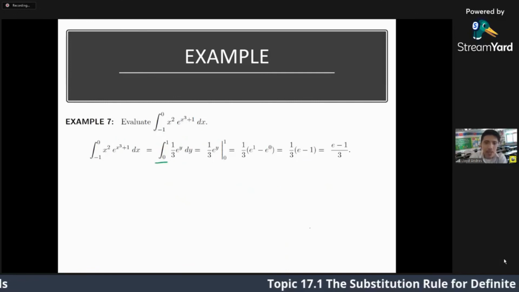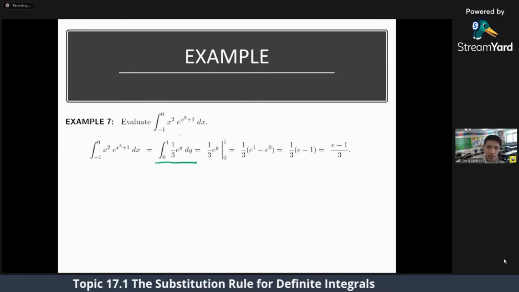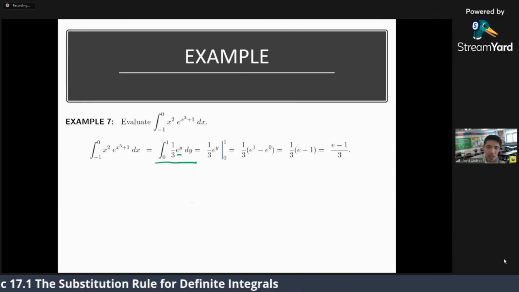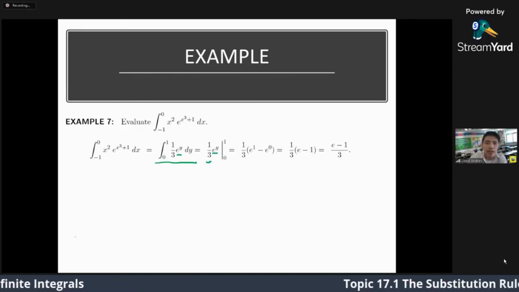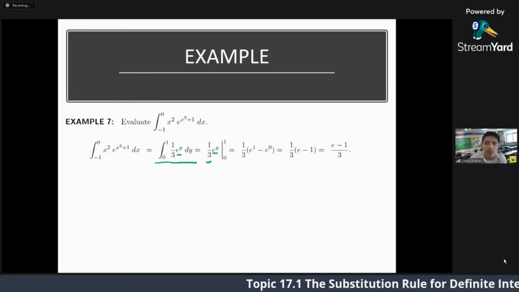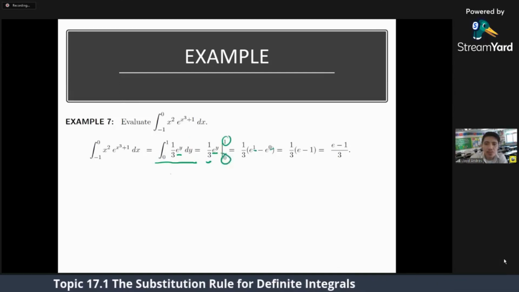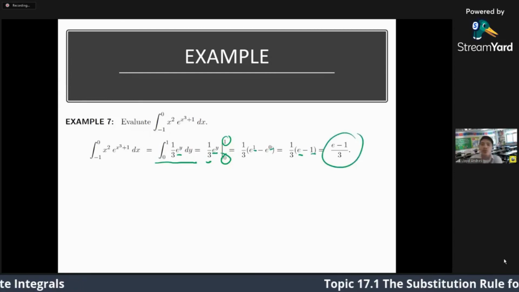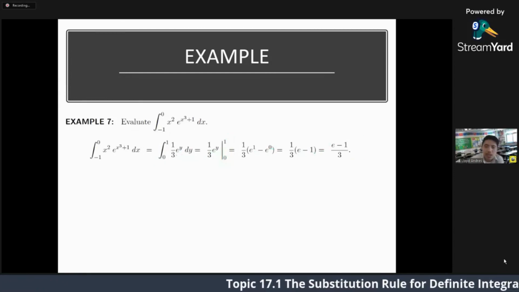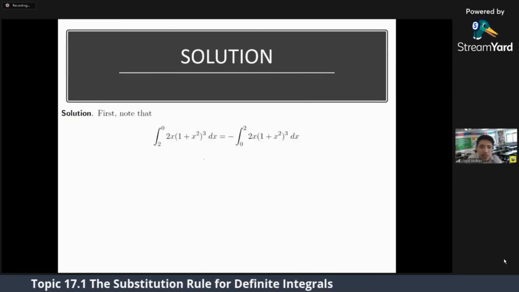From here, we can now apply anti-differentiation. Integrating this, 1/3 stays as is, and we know that e raised to y is still e raised to y. Then we substitute first 1, and then 0. So e raised to 1 is e, and e raised to 0 is 1. So the answer is (e minus 1) over 3. That's example 7. I think this is the last example.